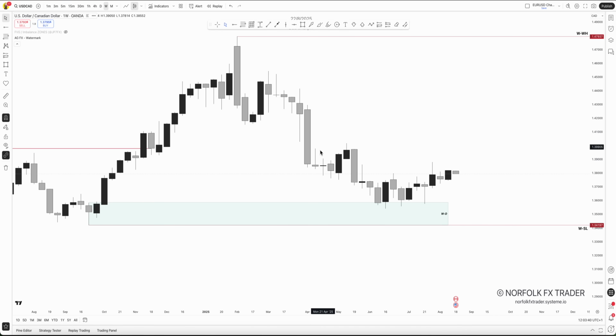We've had this pullback. Now what we do have here is some internal structure as we pull back into this weekly area. So from this high here, there is an area of supply on an internal structure supply. But I'm not going to go into too much depth into understanding internal structure and swing structure here, and even fractal structure.